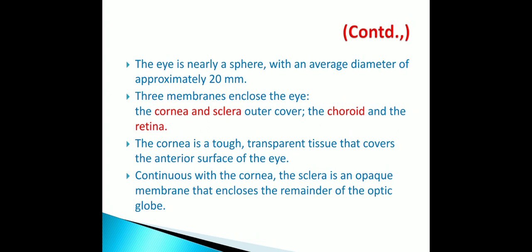Three membranes enclose the eye: the cornea and sclera, which form the outer cover, the choroid, and the retina. The cornea is a tough, transparent tissue that covers the anterior surface of the eye. Continuing from the cornea, the sclera is an opaque membrane that encloses the remainder of the optic globe.